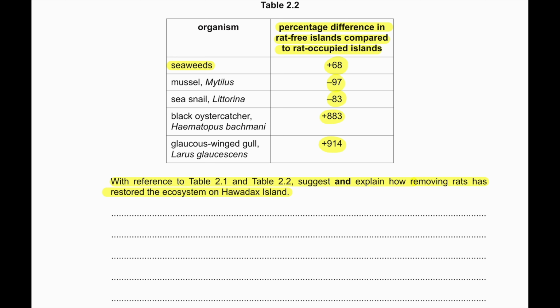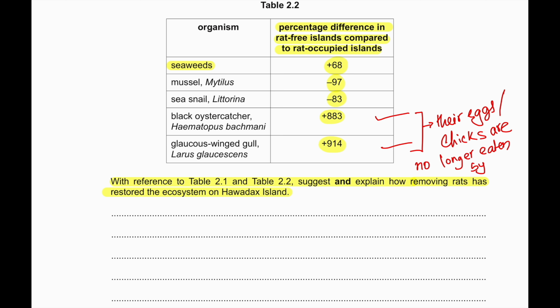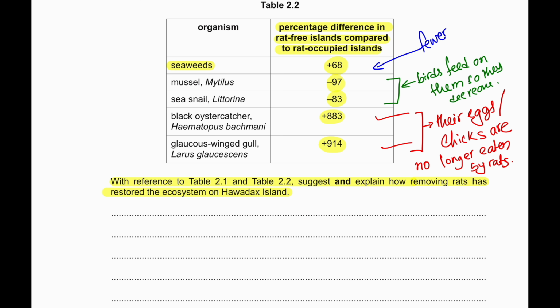From the table here, we can see decreasing the number of rats increases the number of oystercatchers and glaucous-winged gulls, which are birds. So their eggs or chicks are no longer eaten, or are less eaten, by rats. However, the mussels and sea snails decrease because birds feed on them, and the amount of seaweed increases because there are fewer mussels or sea snails to eat it.